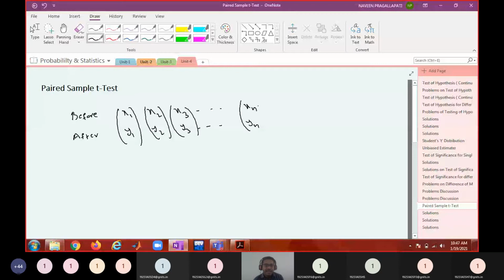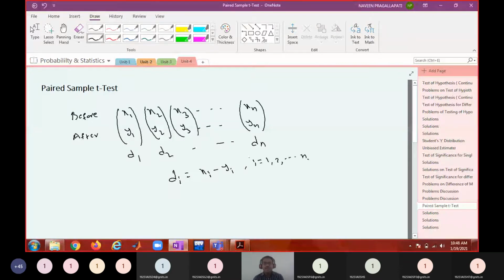How many pairs of data are there? There are n pairs. From each pair you can find one difference. Let us say D1 is x1 minus y1, D2 is x2 minus y2, and so on, Dn is xn minus yn. The difference can be positive, negative, or zero, because I am taking Di as xi minus yi, where i equals 1 to n.